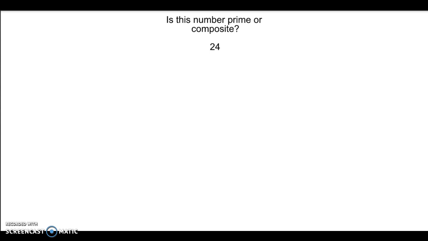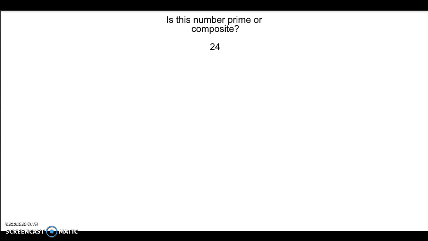So take, for example, the number 6, right? I can do 1 times 6, and I can do 2 times 3. So 1, 2, 3, and 6, those are all the factors of the number 6. It has more than 2, so it must be composite.